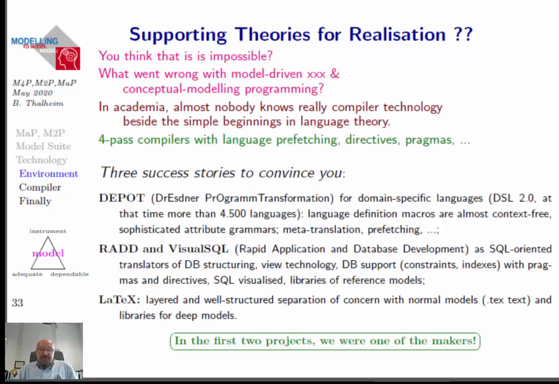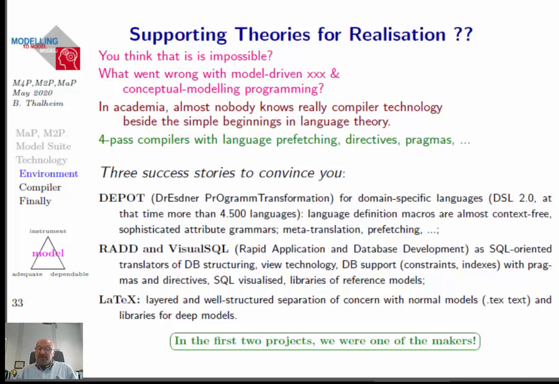So, in this case, do we have some kind of supporting theories for the realization? It looks like it is impossible, but I claim that it is directly possible. We may use 3 success stories. One is Depot, which I have already been using to explain how, let's say, domain-specific languages especially can be translated to general purpose languages in a proper form.